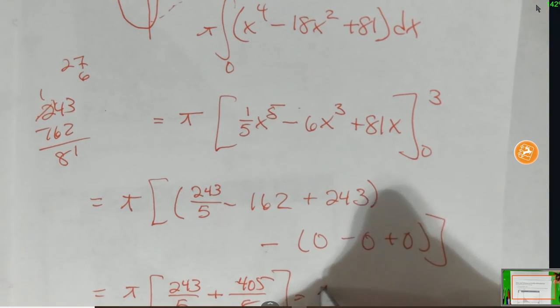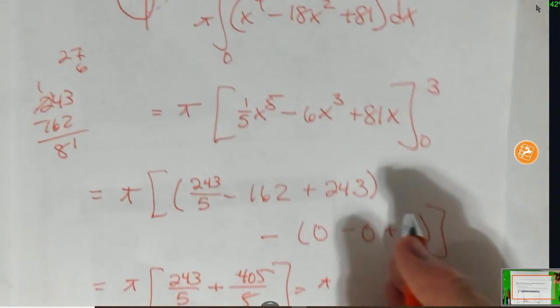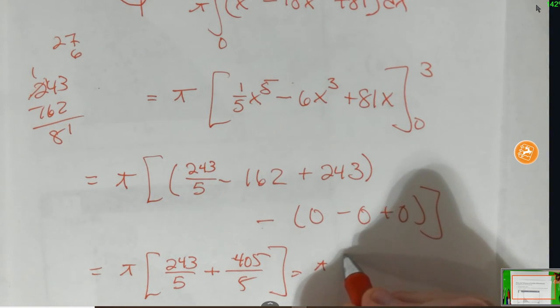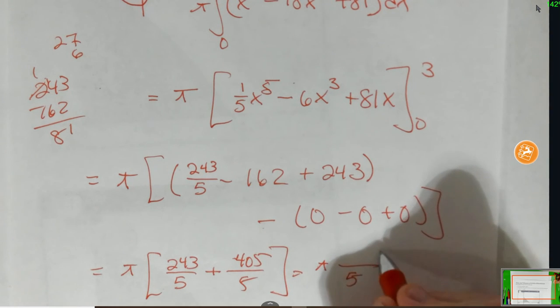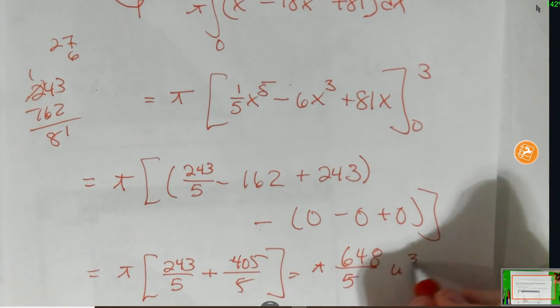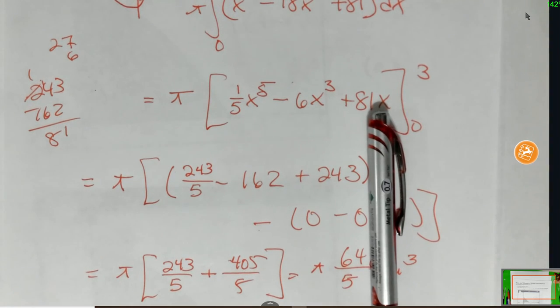Let's see if I added right. I could have made an arithmetic mistake, folks. We'll check that in a second. That would be 648/5 cubic units, if I added right, but let's find out.